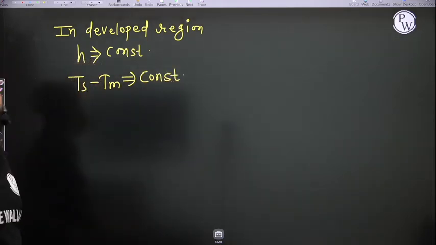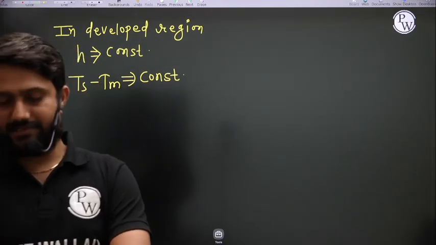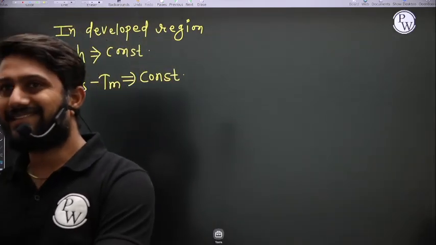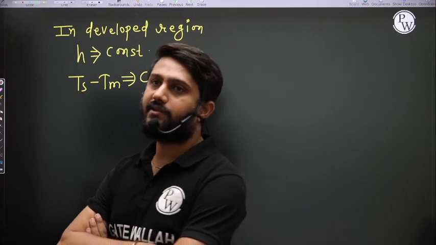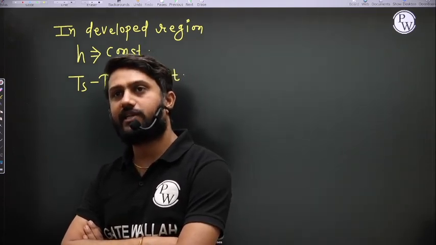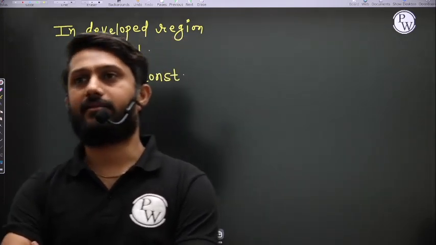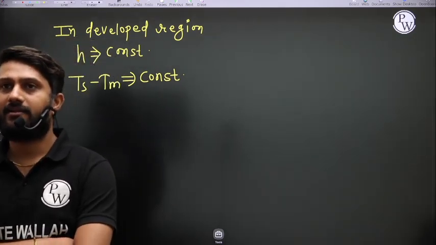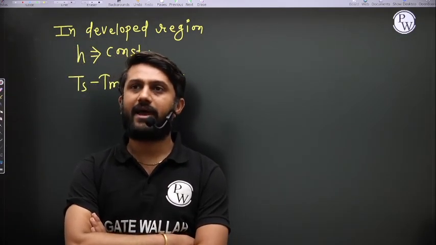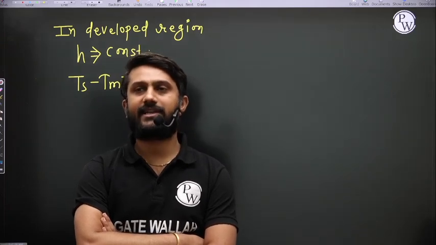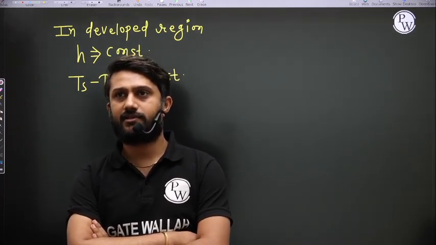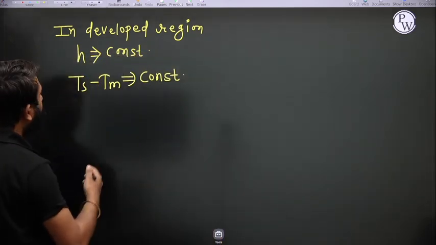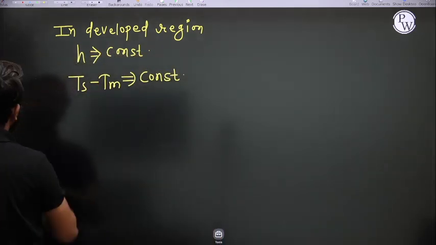What is the meaning of that? That means in the developed region, the temperature variation of the wall Ts and the temperature variation of the mean temperature Tm are both parallel. And if both are parallel, then only you can say that at any x the Ts minus Tm is constant. Is it fine? Is it clear? Now see here, parallel. Now see, next.